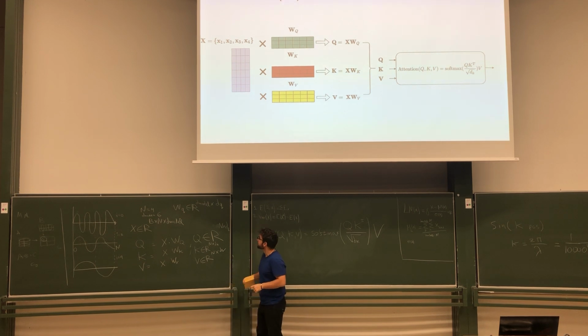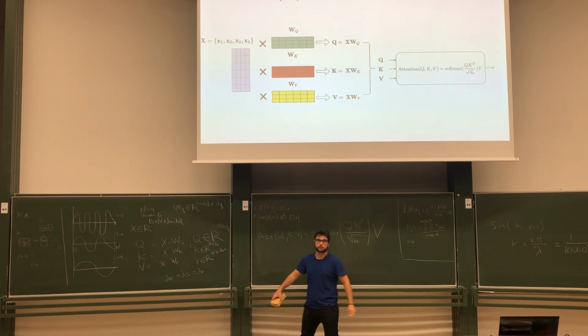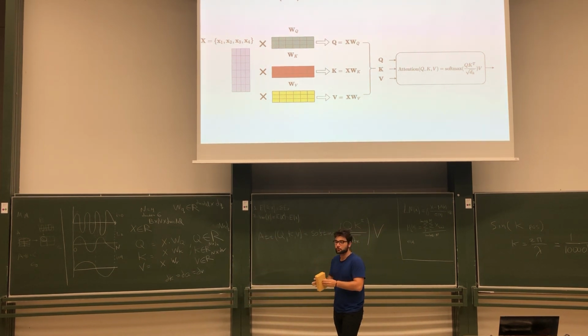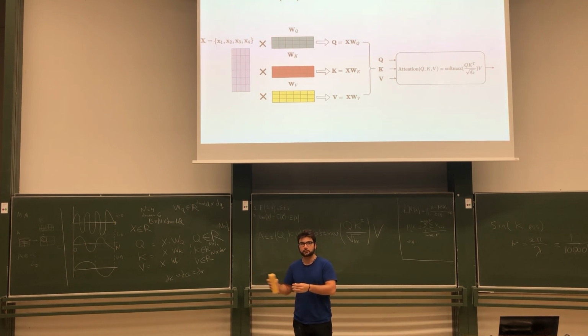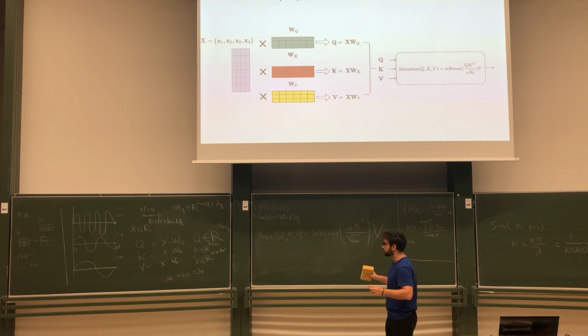We'll simplify a little bit, and we use dk for all values. So we use dk equals dq equals dv. We'll just use dk from now on. So dk is the dimension where we linearly project the input sequence or set variable.